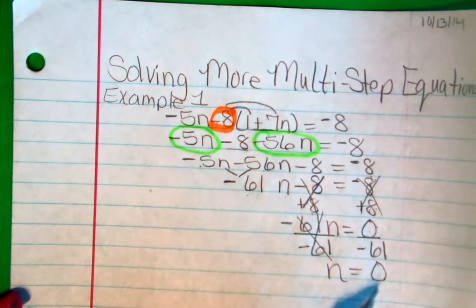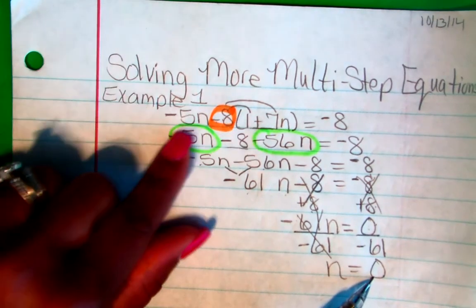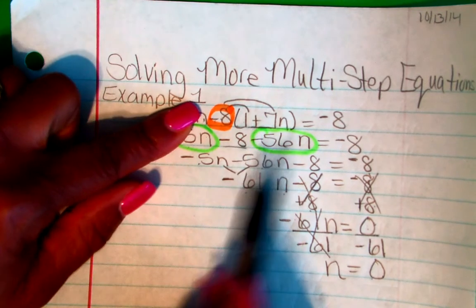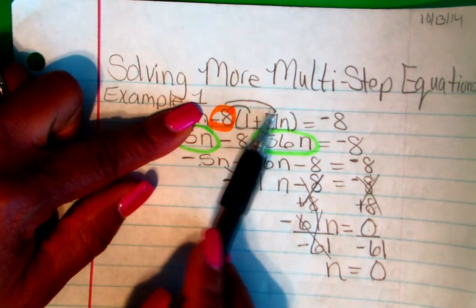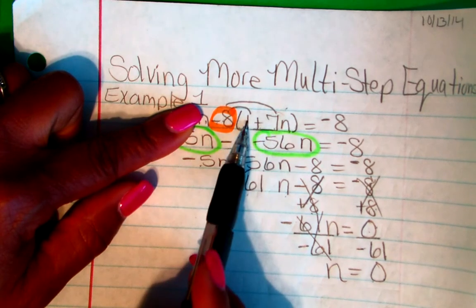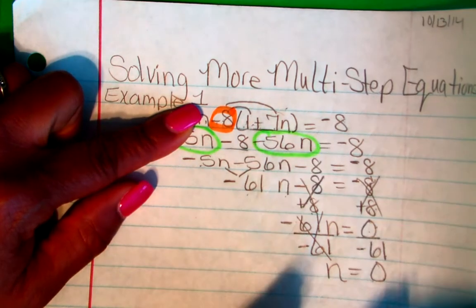Okay? Substitute the 0 back in to see what you get. If you say -5 times 0, that's 0, so that's gone. 7 times 0, that's gone because that's 0. So you got 1 plus 0 is 1. So -8 times 1 will be -8.